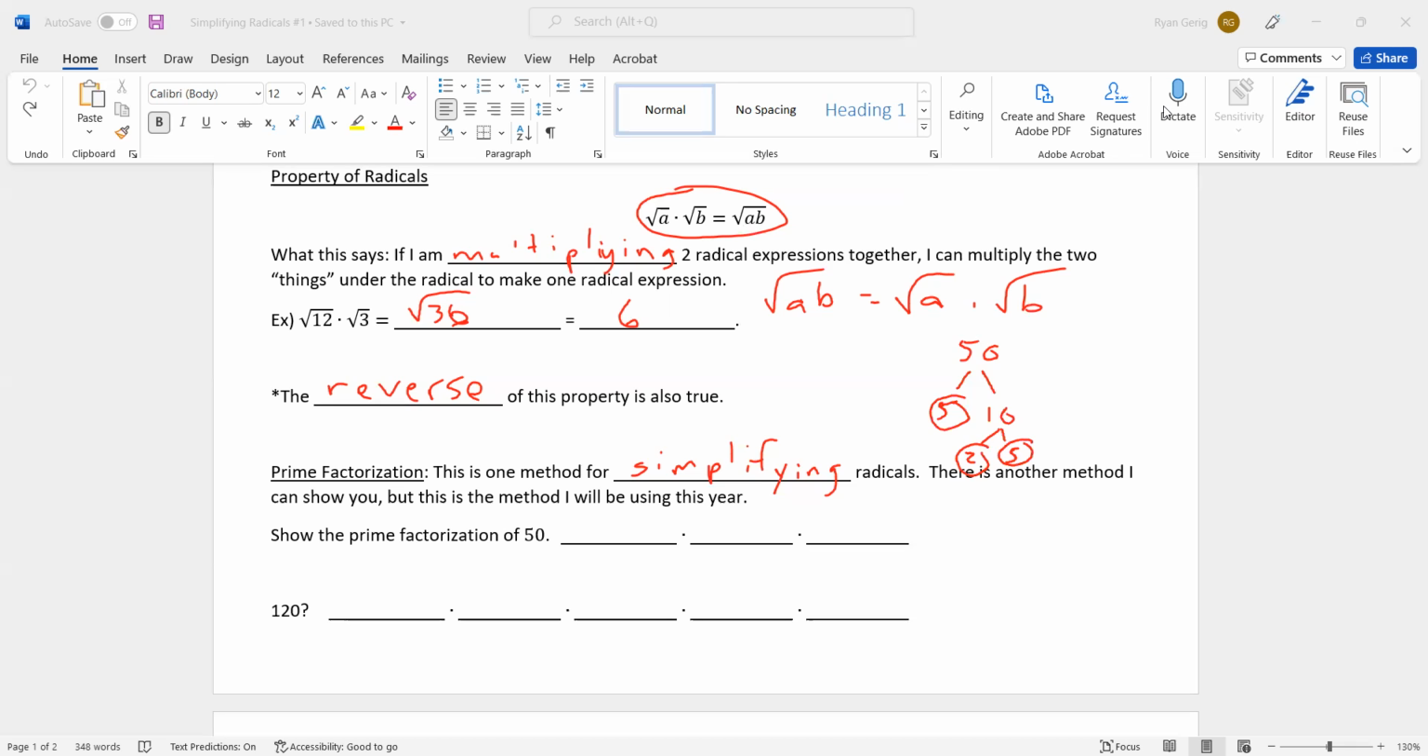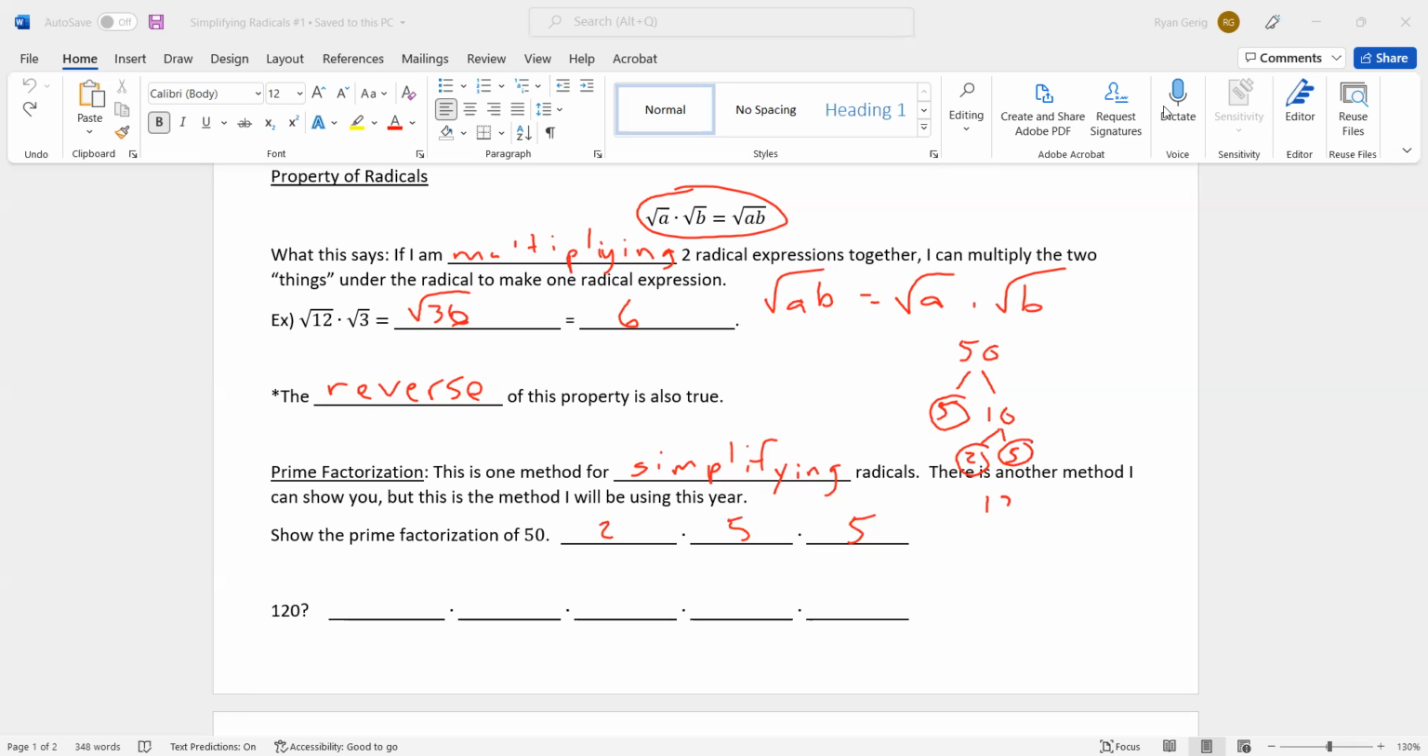Once you've gotten all of the numbers down to their prime factors, you've done the prime factorization of that number. So the prime factorization of 50 is just the 3 circled numbers. So 2, 5, and 5. Okay, so that's the prime factorization of 50. And notice that if I just multiply 2 times 5 and then multiply that answer by 5, I'm going to get right back to 50.